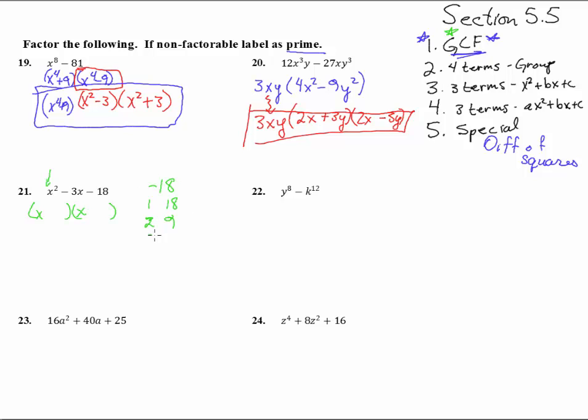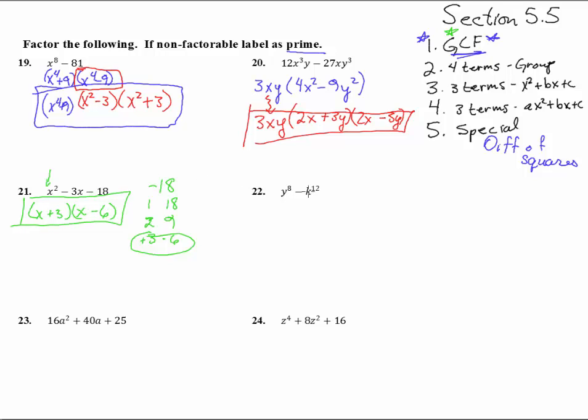1 and 18, 2 and 9, 3 and 6. Those are the 3 options that multiply to 18. And let me see, what do we have there? Negative 6 and a plus 3, will that do it? It looks like that will. That'll add to the negative 3. So plus 3 and minus 6. And we're good.